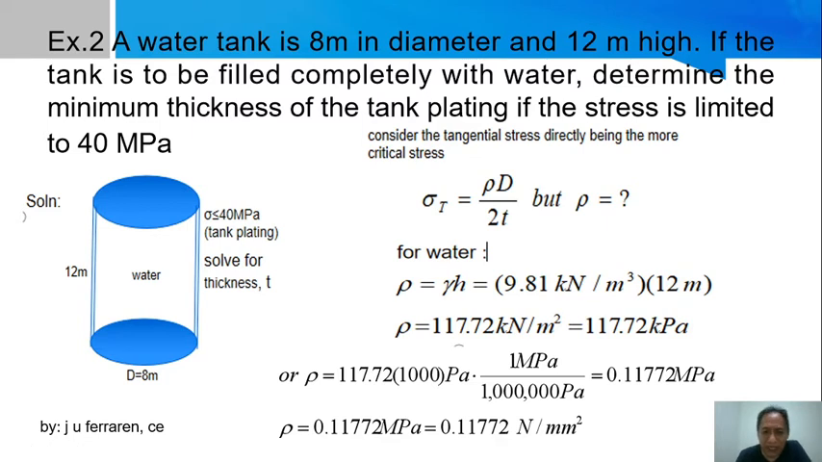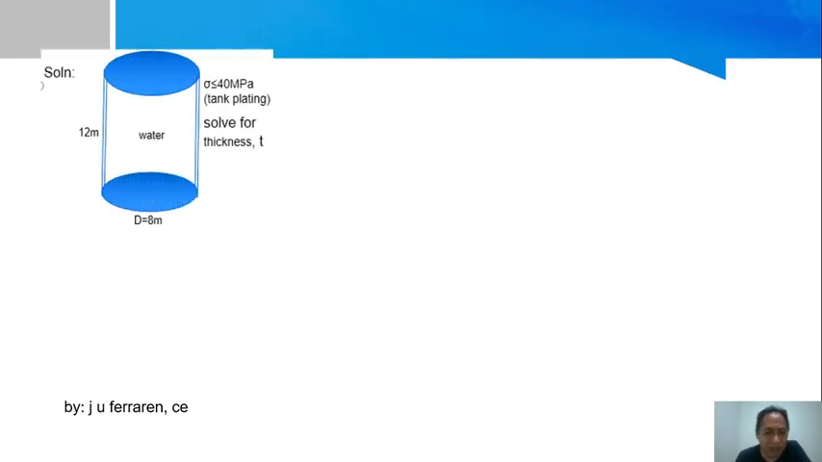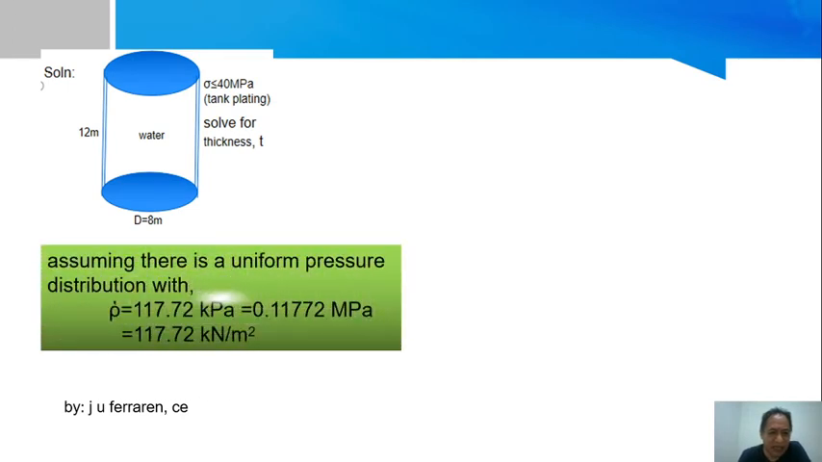So, after knowing the pressure, I have to assume that there is a uniform pressure distribution, so I can now use the formula. Okay? The formula we derived for the tangential. So, this one has a given value, 40 megapascal. If this is in megapascal, then it would be good to express my pressure also in megapascal. So, the megapascal equivalent for that.